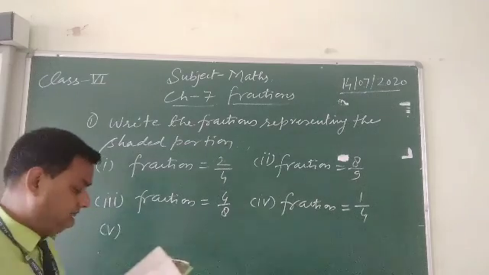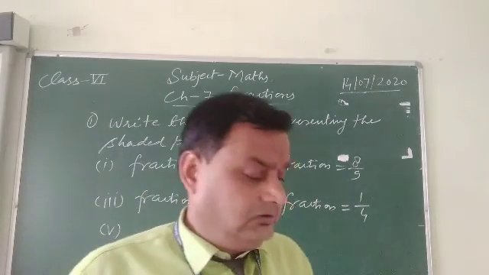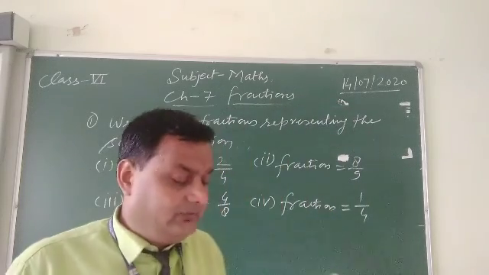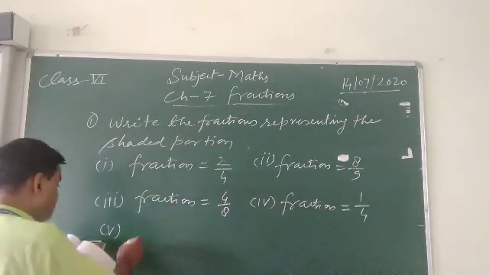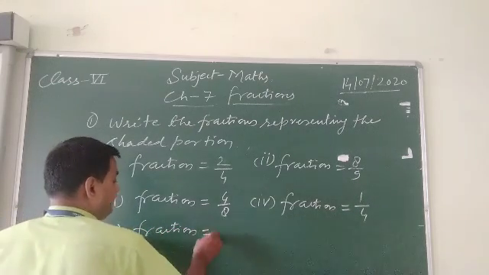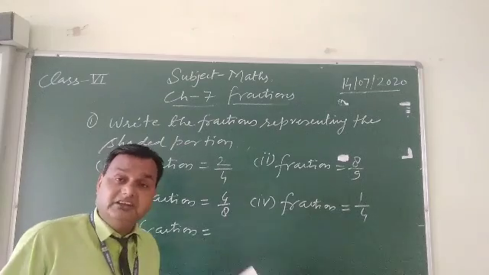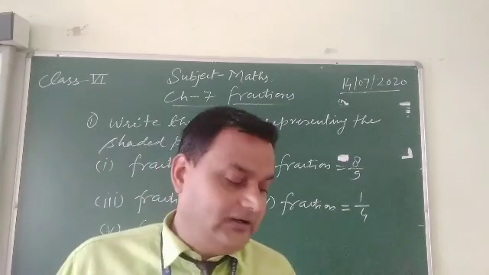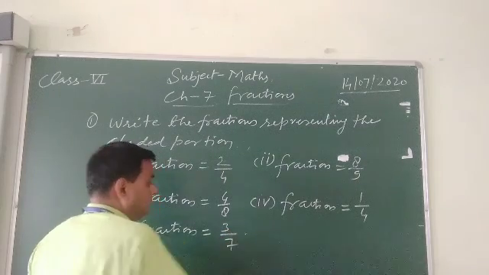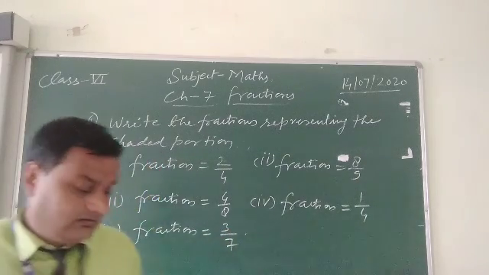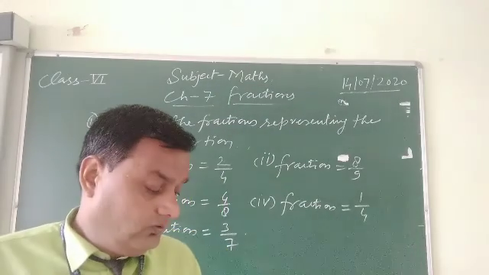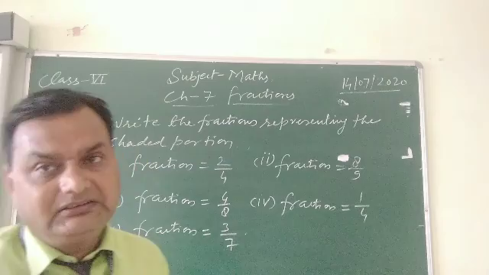Now in fifth part, there are 7 parts in which 3 parts are colored, then fraction equal to 3 upon 7. So these are the some parts of the question number first. Now I will start question number second.